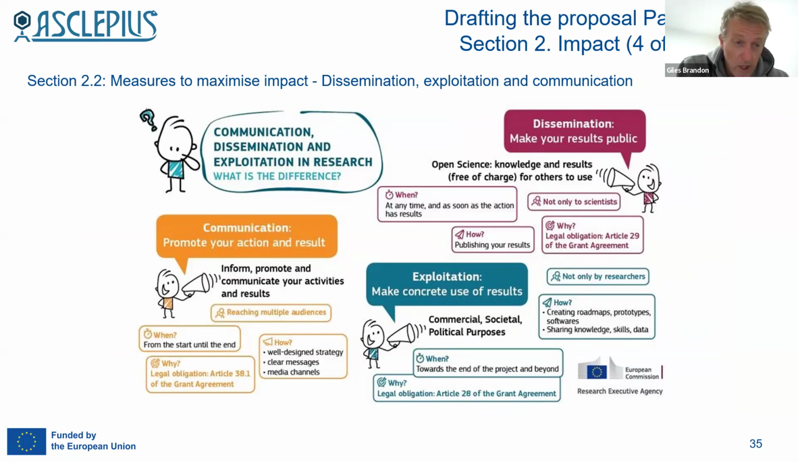Also under Section 2 impact, you have Section 2.2, measures to maximize impact: dissemination, exploitation, and communication. These three terms you'll hear time and time again. The Commission is very keen that the results and awareness of Horizon Europe projects are promoted through dissemination, exploitation, and communication. If you're not sure what each of these terms means, this figure here, I've literally copied and pasted from a European Commission website. It defines each of these different terms very concisely.